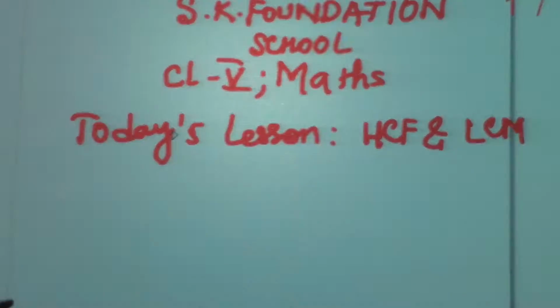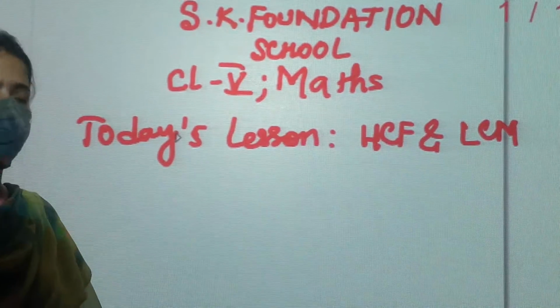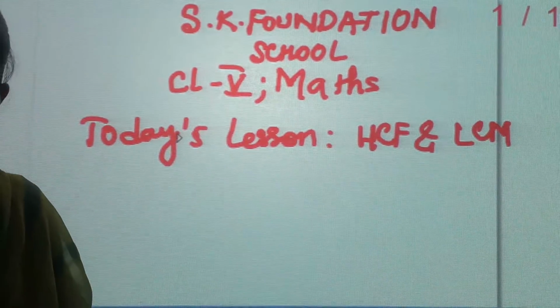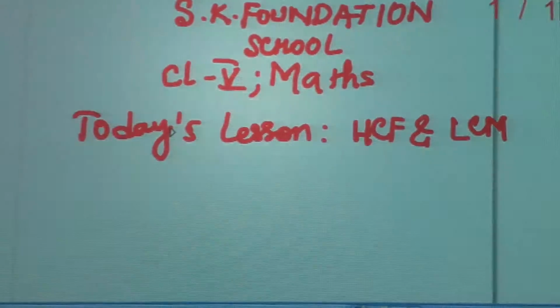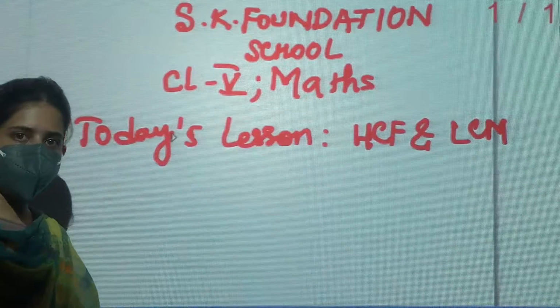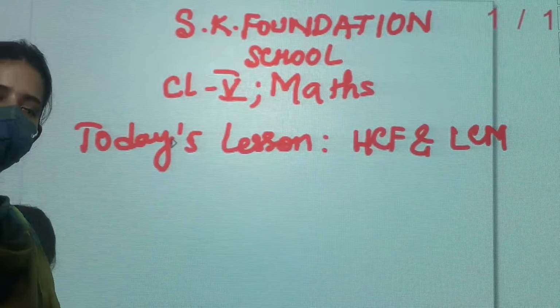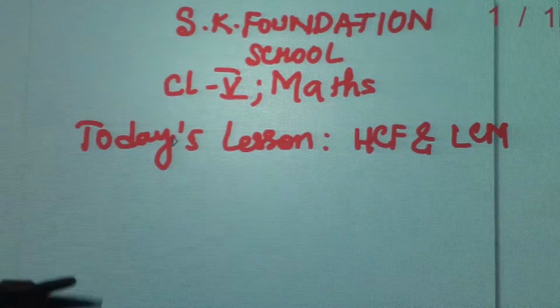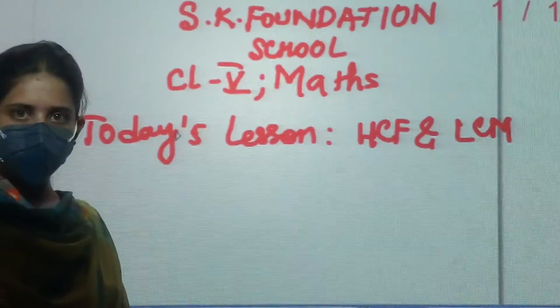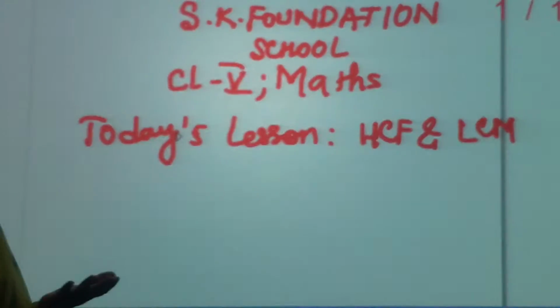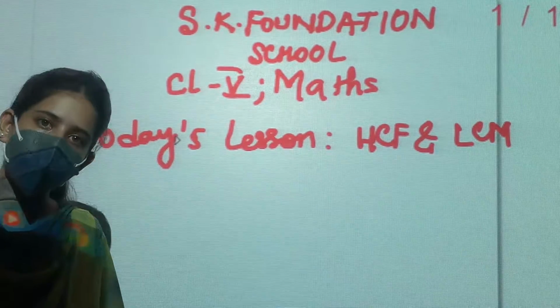Okay, this lesson is based on class 5 maths. In today's lesson we are going to start with HCF and LCM, that means highest common factor and least common multiple. Before starting class, I will tell you that we have already learned the previous chapter 1, that is knowing our numbers.